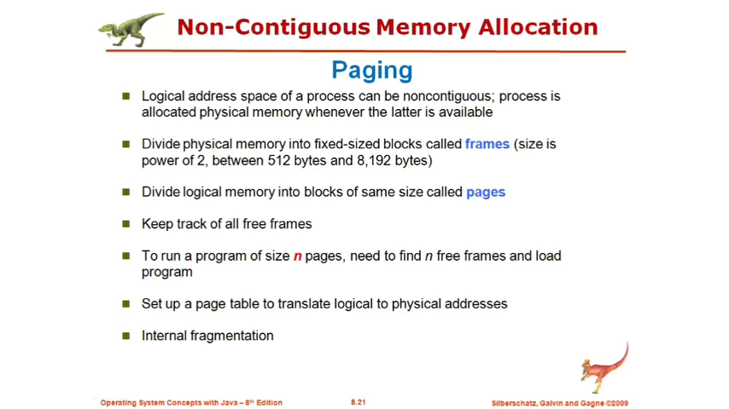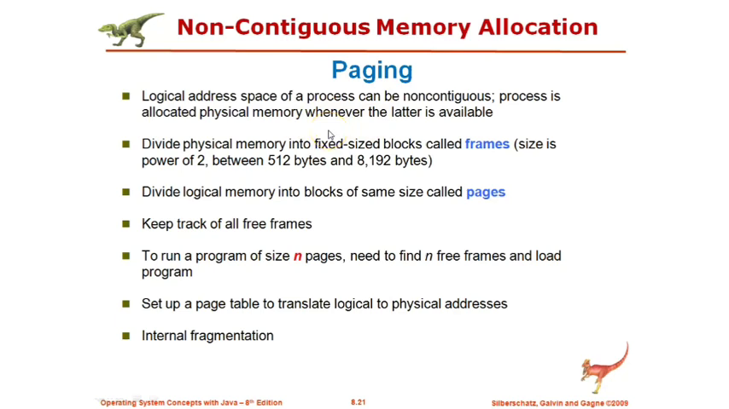What exactly is paging? Paging is a memory management scheme that permits the physical address space of a process to be non-contiguous. Paging avoids external fragmentation and the need for compaction. This we already saw. It also solves the considerable problem of fitting memory chunks of varying sizes into the backing store. Here the logical address space of a process can be non-contiguous. The process is allocated physical memory whenever the latter is available.